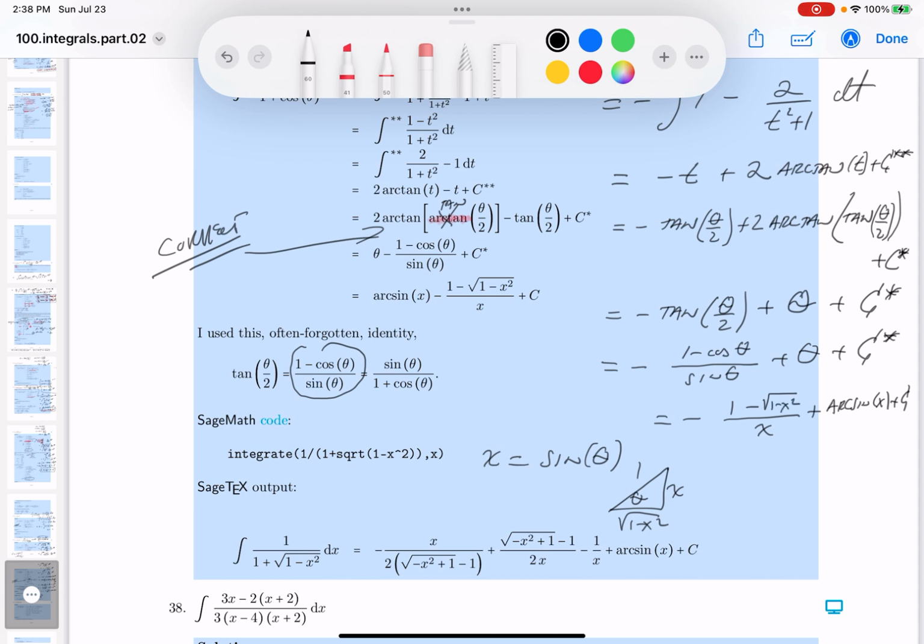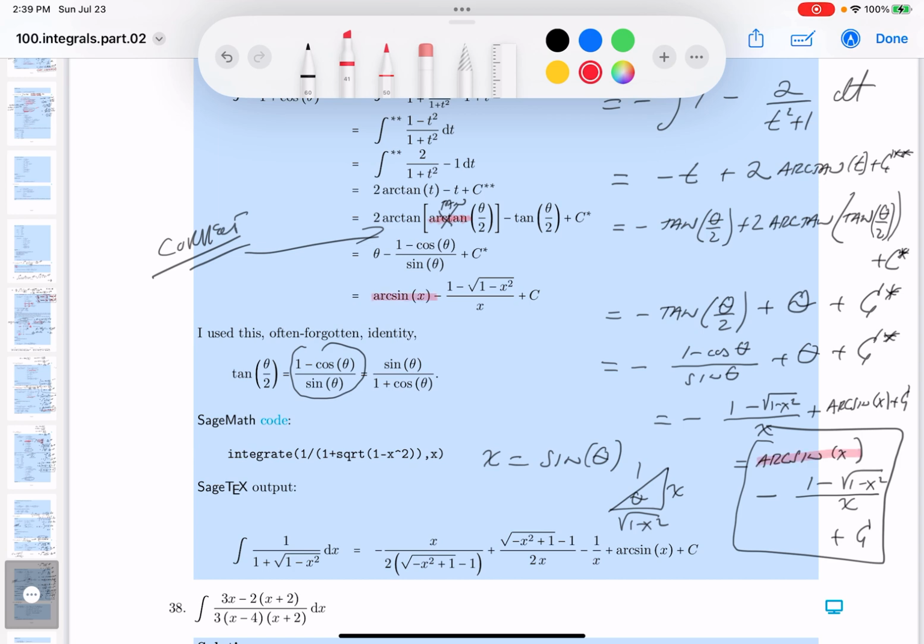All right, let me clean it up, just a tiny bit. So arc sine of x minus 1 minus the root of 1 minus x squared over x. We'll look at the key in a moment. Plus some constant. Let's see how we did. We got an answer here. Yeah, we're going along okay. And we're done. Thank you.